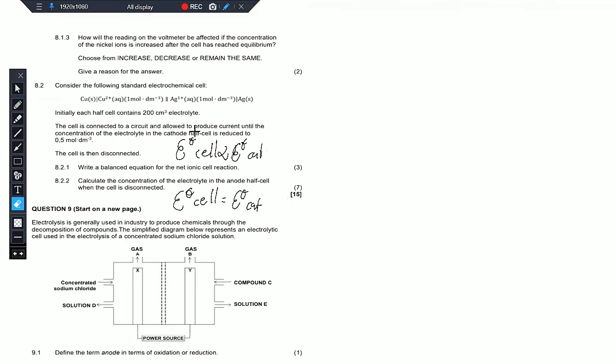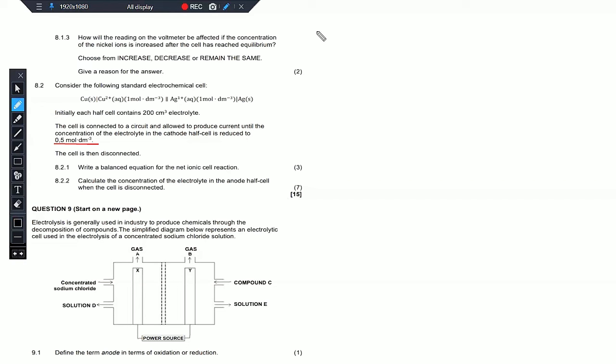And then they say, initially each half cell contains 200 cm³ electrolyte. The cell is connected to a circuit and allowed to produce current until the concentration of the electrolyte in the cathode half cell is reduced to 0.5 mol/dm³. The cell is then disconnected. Write a balanced equation for the net ionic cell reaction.